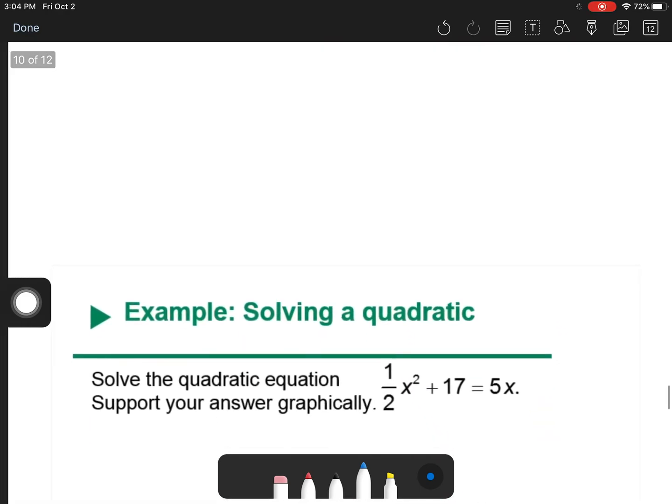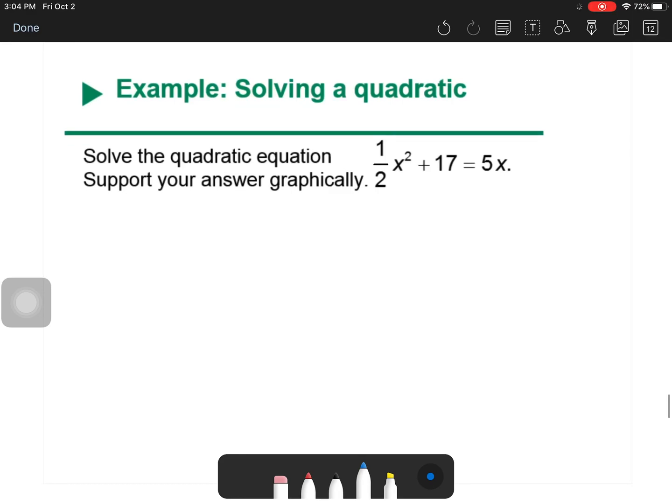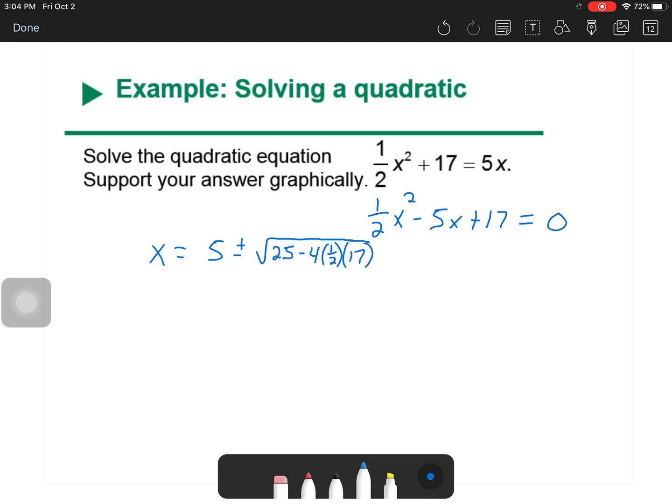Okay, so next one up. Now remember when you're going to use the quadratic formula, we have to put this into standard form. So 1/2 x squared minus 5x plus 17 equals 0. And then let's pop it into the quadratic formula. So -b is +5 plus or minus square root of b squared. So -5 squared is 25, minus 4 times a half times c, 17, all over 2a, 2 times 1/2, which is just going to be 1, which is convenient, and we don't have to have a fraction anymore.